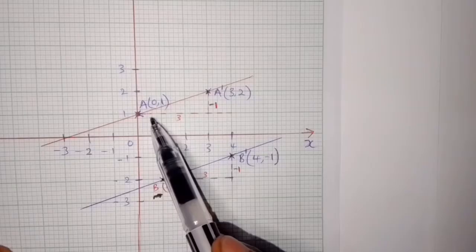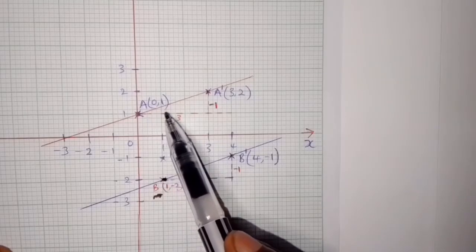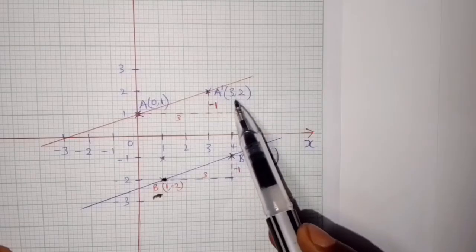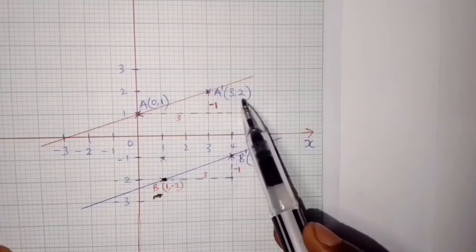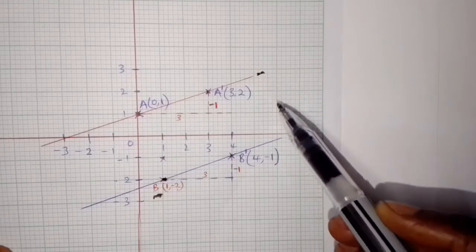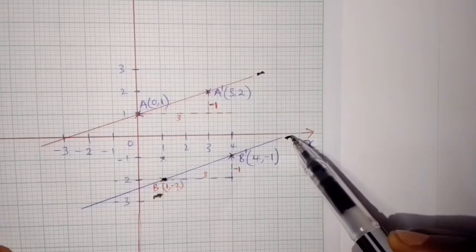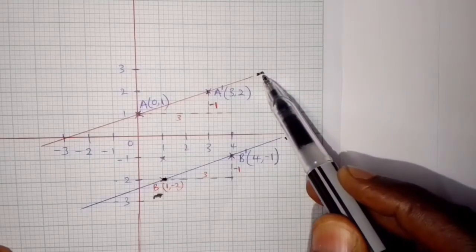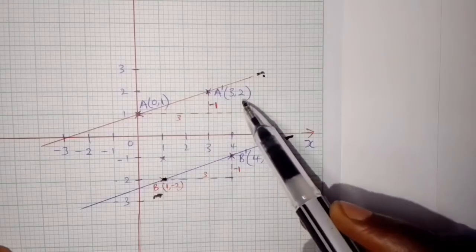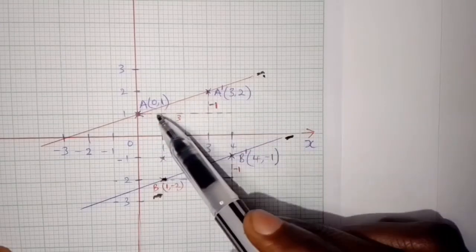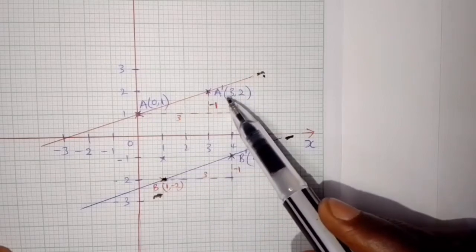Point A, which we have been given as (0, 1), has been translated to point A prime, that is (3, 2). So we are using the same translation as for this one. For this one we are using the same translation as this one here. So now we just compare. We use this one first, A and A prime.